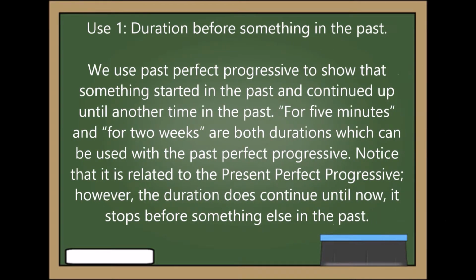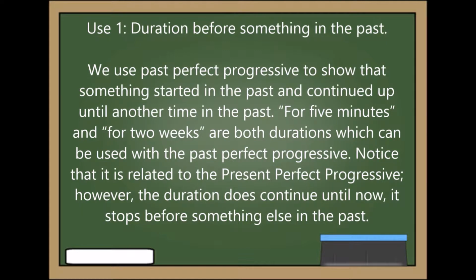Hi, I'm Sarah Liu, and I will explain to you when we will use past perfect progressive, present perfect progressive, and future perfect progressive. Past perfect progressive. Use 1. Duration before something in the past.